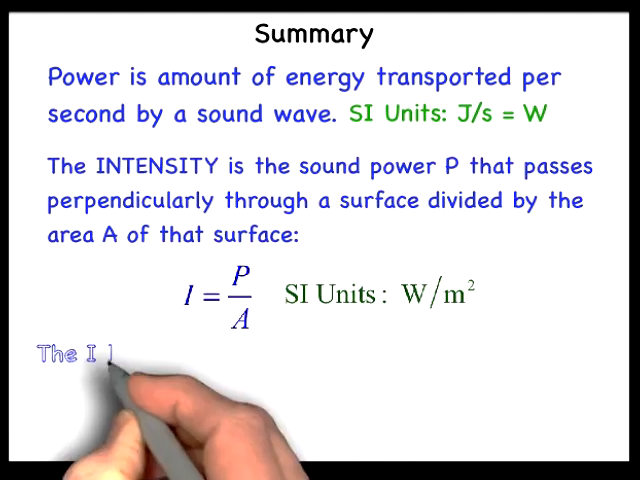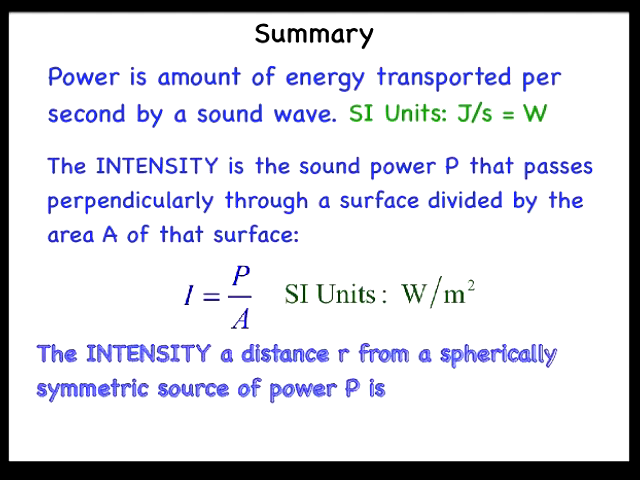Finally, the intensity at distance r from a spherically symmetric source of power P is I equals P divided by 4 pi r squared, from which we see that the intensity decreases as the square of the distance from the source.